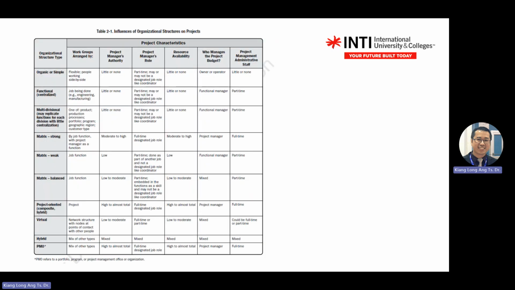Go and read. Inside the handbook, go and read. So I just show you. The wording is not very clear, but it's inside the handbook. It tells you what the project characteristics are: the functional, matrix strong, weak, and balance, what happened to their work group, project manager authority, role, availability, who controls the budget, what the project management staff is, and so on. So either full-time, part-time, and so on. So this one you go and read. The example that you see is only an extract from here.